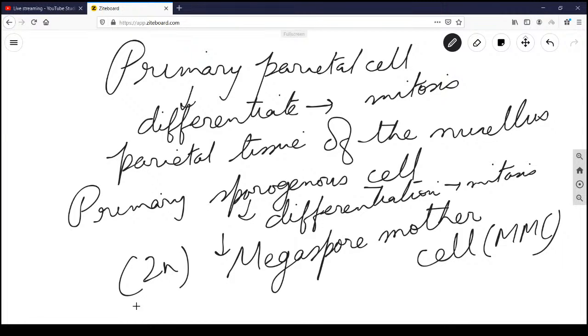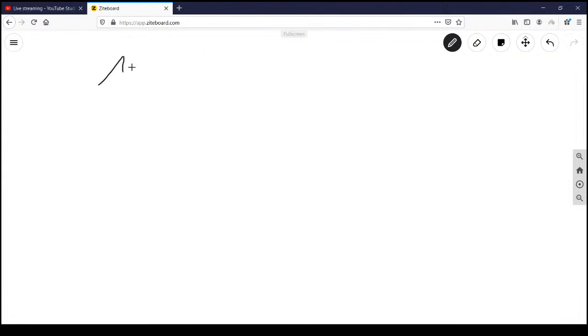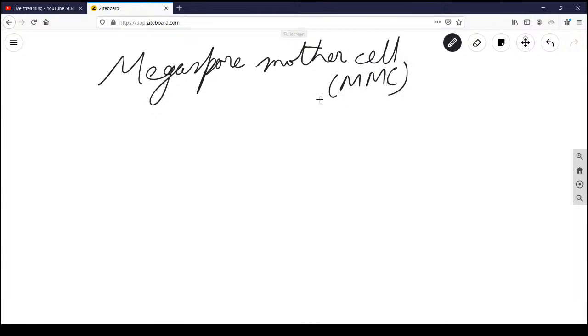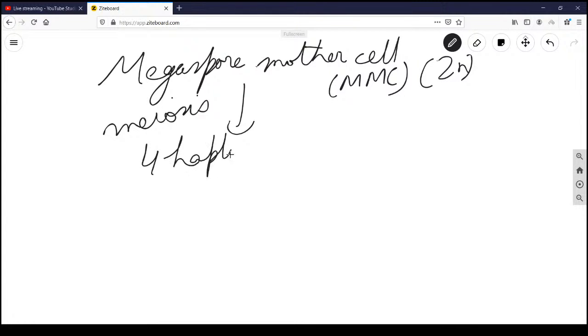So the megaspore mother cell will now undergo meiosis. When it undergoes meiosis, it will form 4 haploid megaspores, just like we had seen the microspore tetrad being formed in case of microsporogenesis. So 2n, again never forget the ploidy, it will form 4 haploid megaspores.